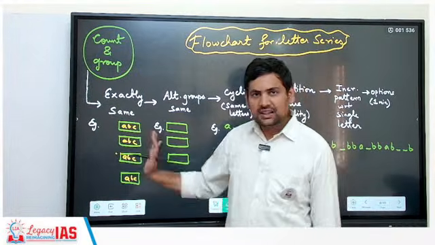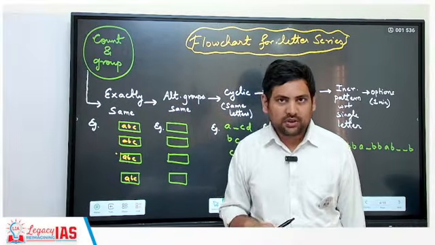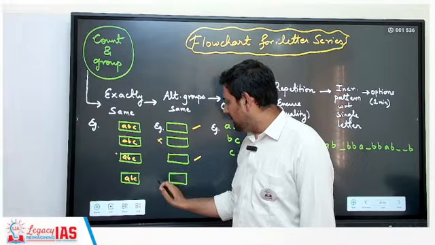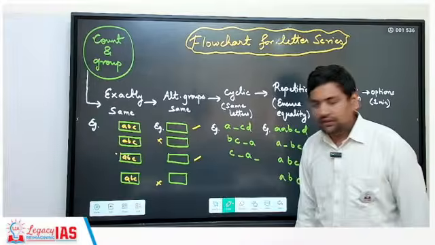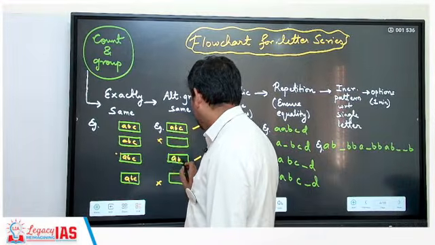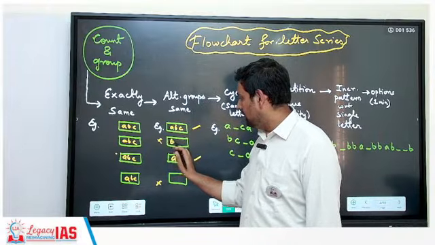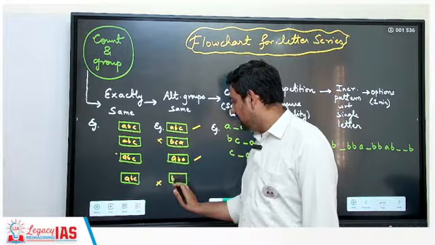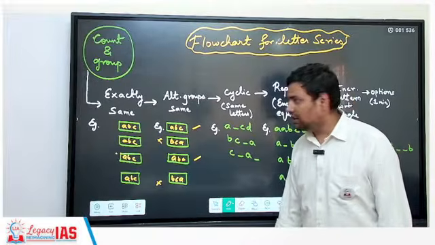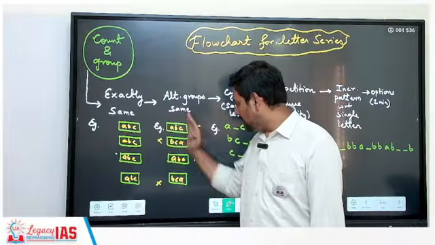Now, if that is not possible, what you do? You try to make alternate groups same. Alternate groups as in this and this is same, and this and this is same. For example, this would be like A, B, C, A, B, C. This is same, and here you will have B, C, A, and B, C, A. This is another thing that can be the pattern. First try is make them exactly same. If not possible, make them alternatively same.